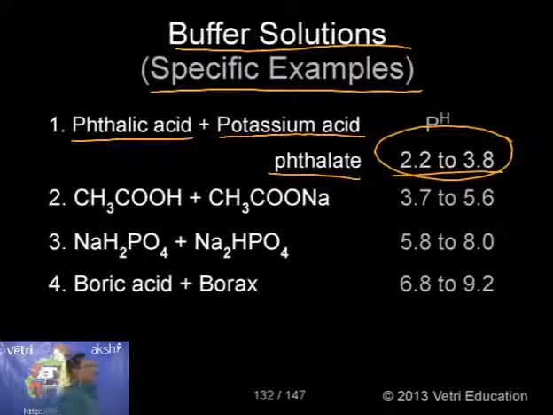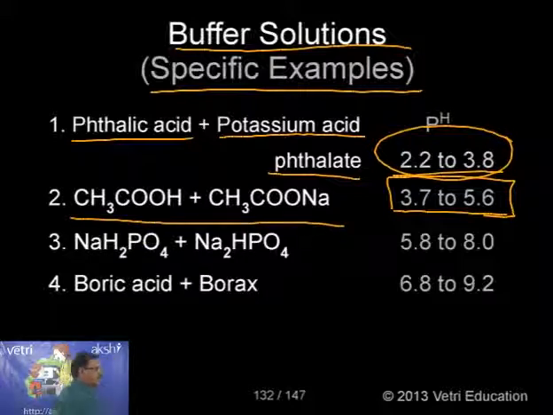Okay, suppose you want to keep your pH value between 3.7 and 5.6. You mix acetic acid and sodium acetate solution. A mixture of acetic acid, a weak acid, and sodium acetate, a salt of a weak acid and strong base. If you mix and adjust the concentrations, you can adjust the pH value between 3.7 and 5.6.